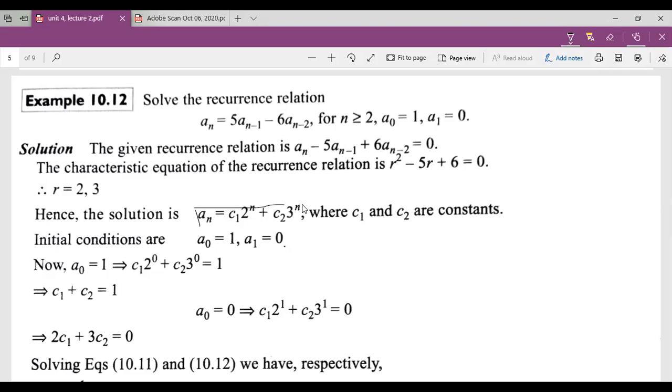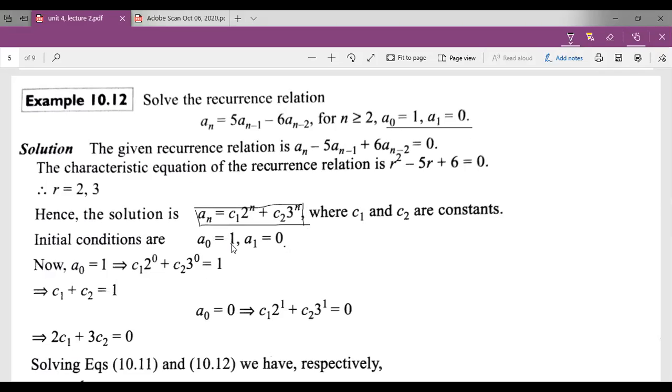This is the solution of the given recurrence relation. The solution is a_n = C1 2^n + C2 3^n. In that we find the constant values C1, C2 using the initial conditions. What are the initial conditions? a_0 = 1, a_1 = 0.